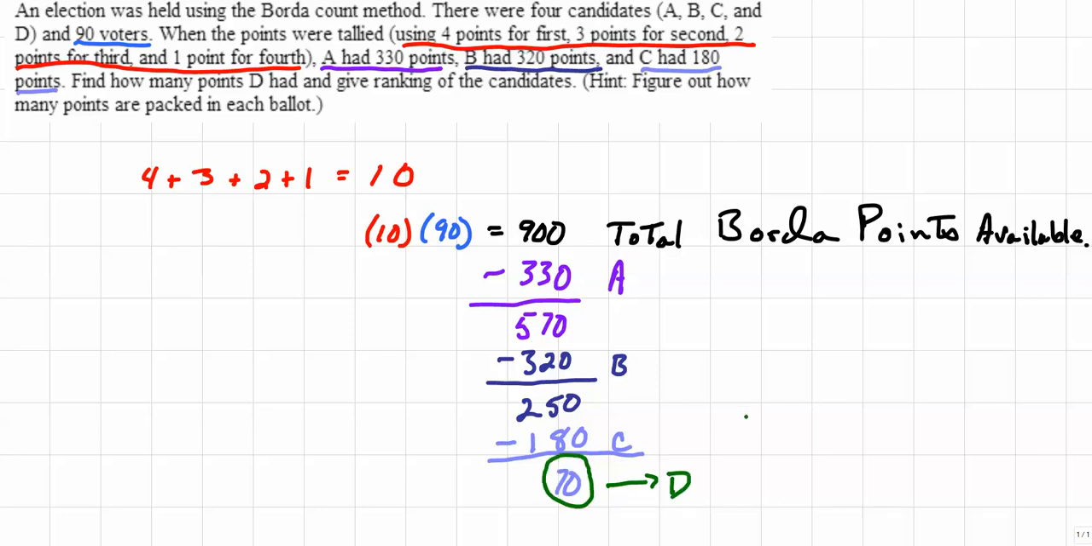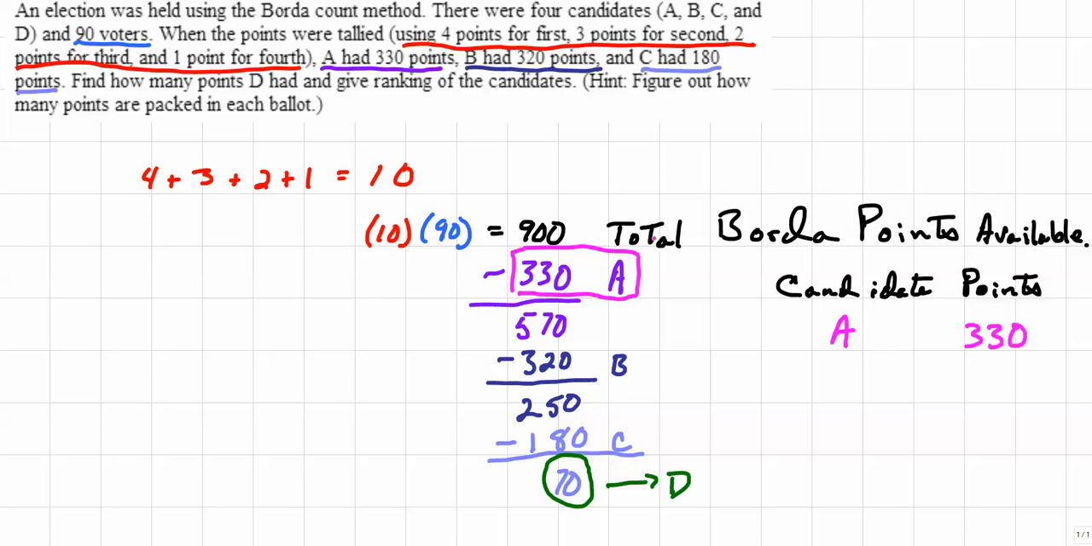And now that we know the total number of points, we can go ahead and rank the candidates in order. We're going to have basically 2 columns. We'll have candidate, and then we'll have points, and we'll look for the one that has the highest number of points, and we'll notice that A has the highest number of points. So we'll rank A right here at the top with 330.